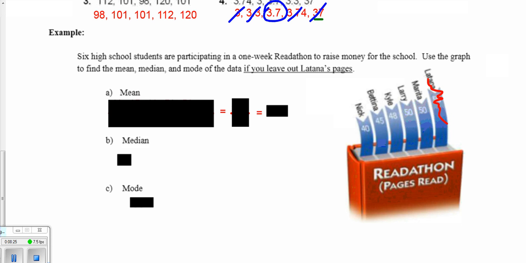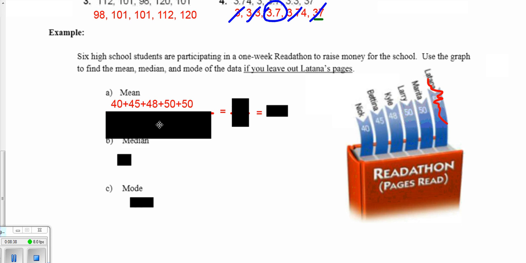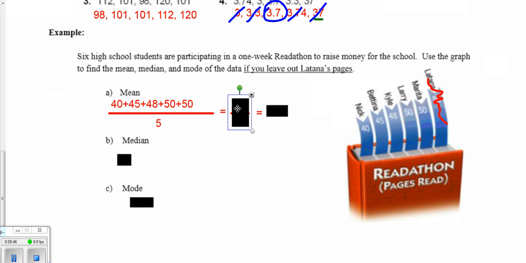So, when we want to find our mean, all we're doing is adding up all these numbers and then dividing by however many there are. We have 1, 2, 3, 4, 5 different people here. So, we will add up all of their pages, 40 plus 45 plus 48 plus 50 plus 50, and we're going to be dividing that by 5 because there are 5 of them. When we add all those together, we would get 233, still divided by 5. 233 divided by 5 is 46.6. So this is going to be our mean value.